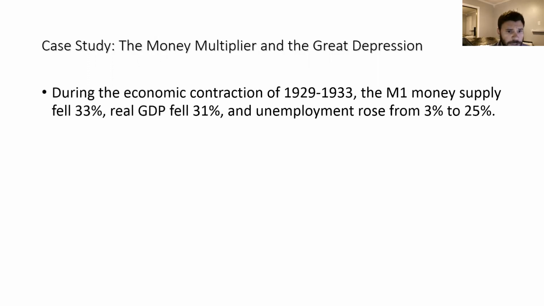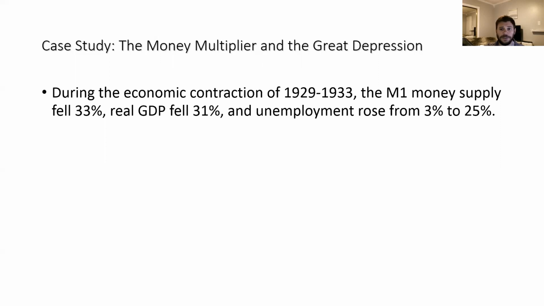Just a little bit of background here. The Great Depression was an economic contraction that lasted between 1929 and 1933. During this time, the money supply fell by 33%, so we lost about a third of the liquidity in the market. At the same time, real GDP, real production, fell by about the same amount, about 31%, and unemployment skyrocketed from 3% up to 25%. So this was a pretty serious time for the economy.